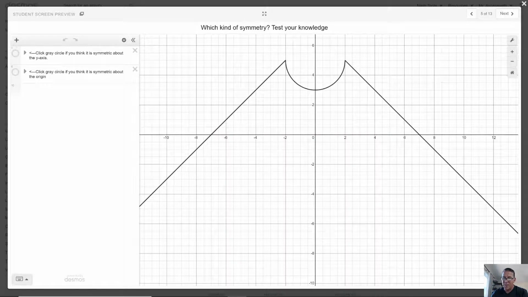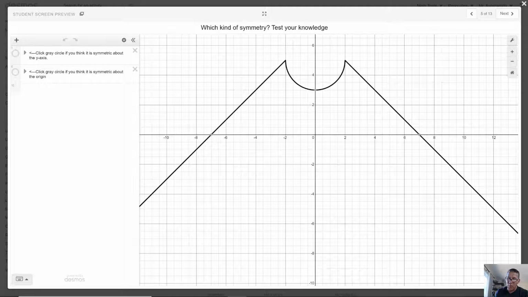So what kind of symmetry does this have? What do you think? Say it out loud. Odd or even? Does it have y-axis symmetry, or does it have x-axis symmetry? Excuse me, rotational symmetry. So it says over here, click on the gray circle if you think it's symmetrical about the y-axis. So at this point here, (2, 5).